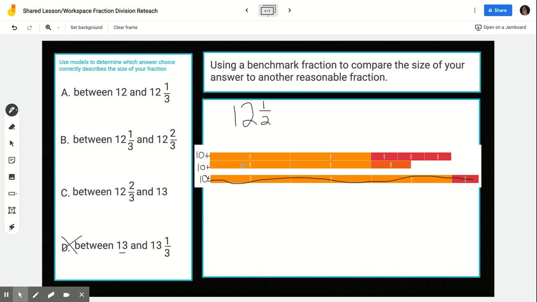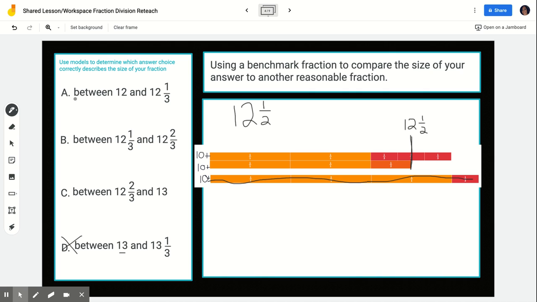All right, so I built this. The 10 plus over here means 10 pounds. So this represents 10 pounds, 11 pounds, 12 pounds, and then 12 and 1/2 pounds. So here is where 12 and 1/2 pounds would be represented. So I am looking for the answer choice that best describes where that 12 and 1/2 would fall when it was compared to the other answer choices.